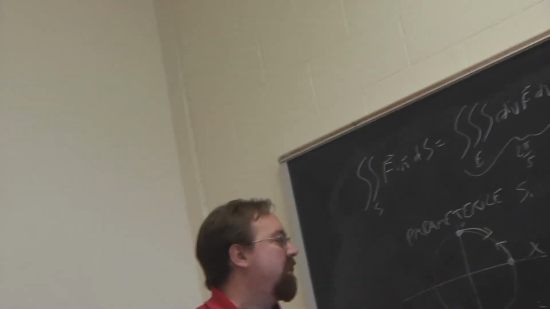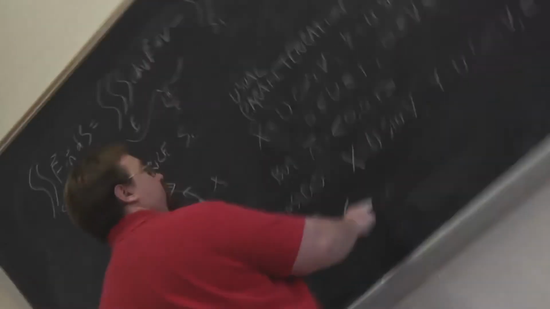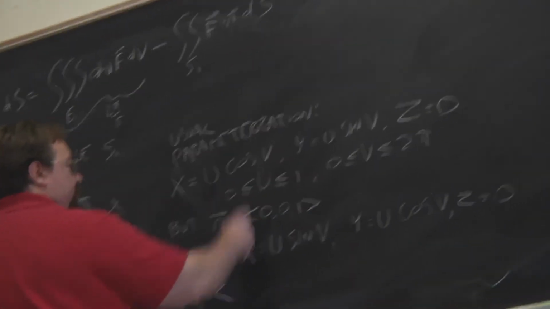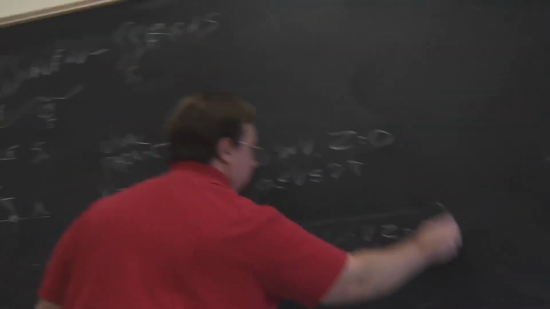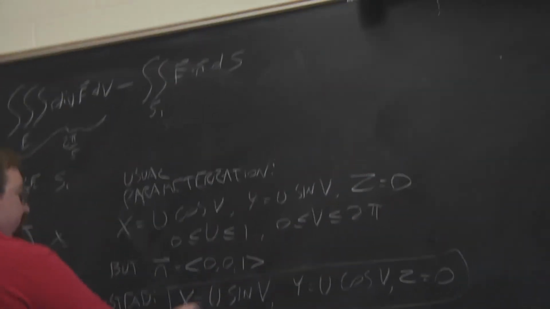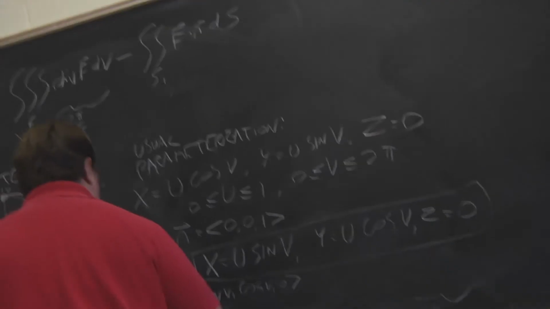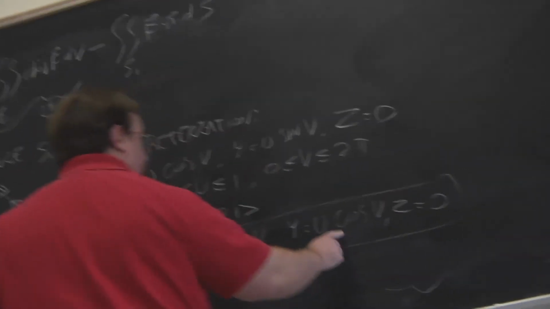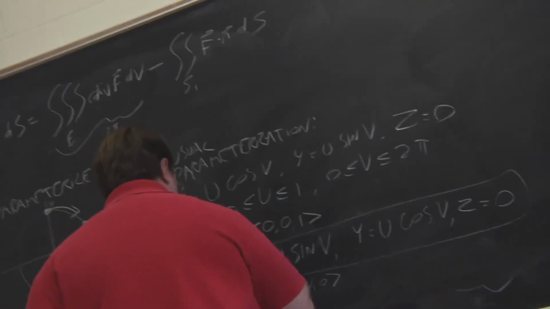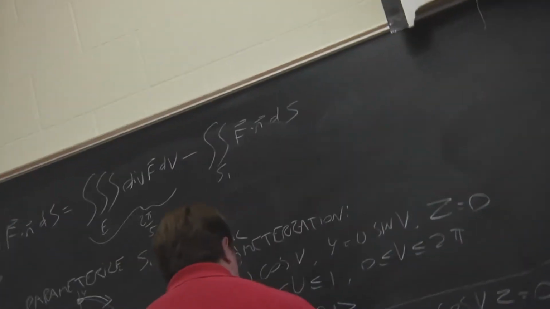Okay. So we go ahead and compute our vectors, ru and rv. We're going to get the derivative of these components with respect to u. We get sine v, cosine v, 0. Rv is going to be u cosine v, minus u sine v, 0.